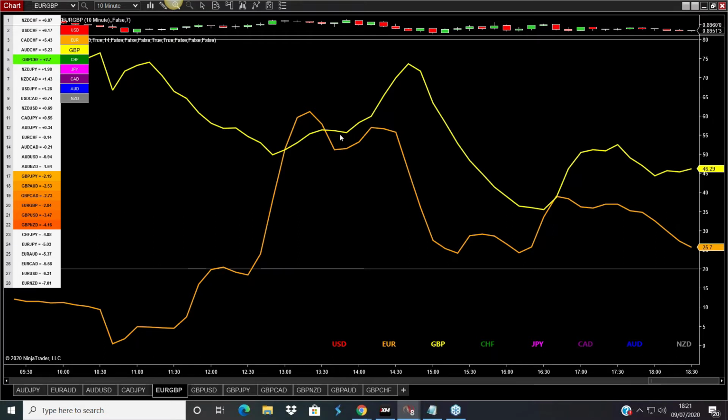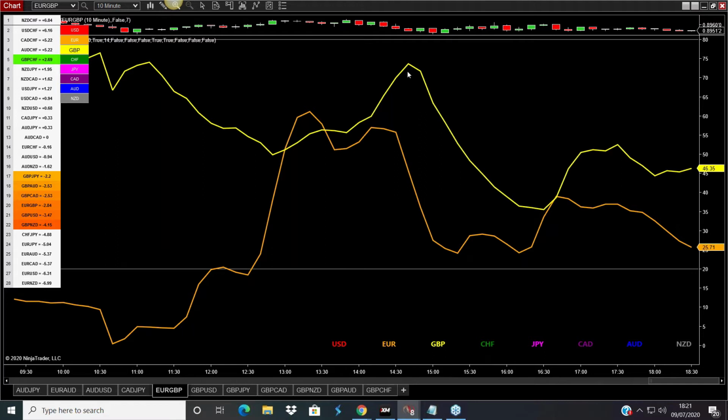Then we had nothing. When the lines do this, they go either in the same direction or they intertwine with each other. It's not going anywhere. It's in congestion. Then we had a nice bit of divergence. In fact, we had the pound rising and the euro falling.